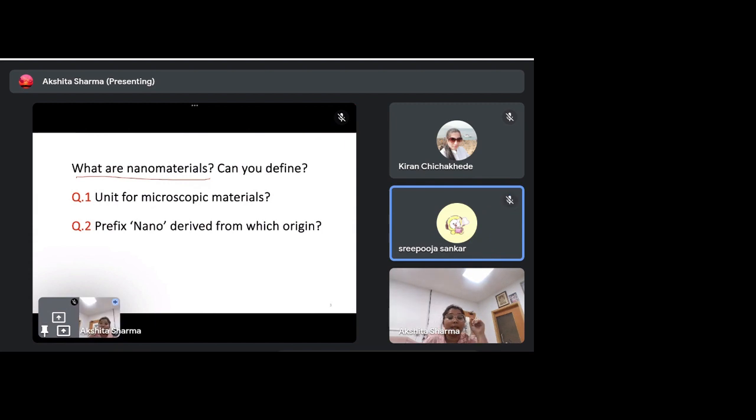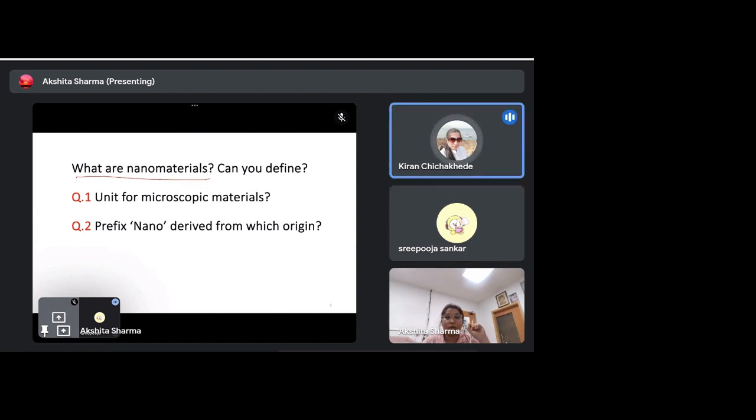Okay, Sripooja, you are missing one specific piece of information. Does every dimension need to be in the nano range, or will one dimension be enough to define it as a nanomaterial? This part of your answer is correct, that it should lie in the range of 10 raised to the power minus 9 meter. But I'm asking, is it important to have all the dimensions in nanoscale, or even if only one dimension, like length, breadth, or height, is in nanometers, will it still be called a nanomaterial? I think particles having one or more dimensions less than 100 nanometer can be called nanomaterials.